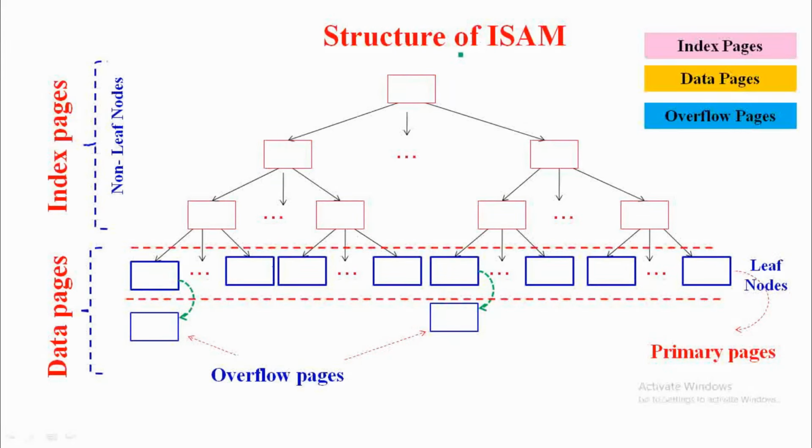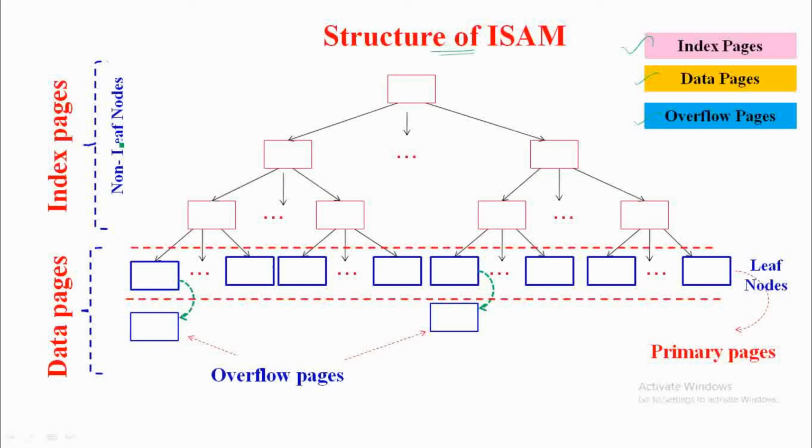Let's now discuss the structure of an ISAM tree. In this slide, the simplified structure of an ISAM tree is shown. Usually, every ISAM tree contains three types of pages. One is index pages, then data pages and overflow pages.